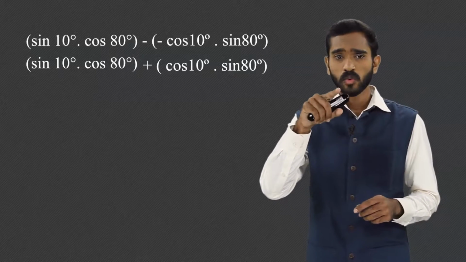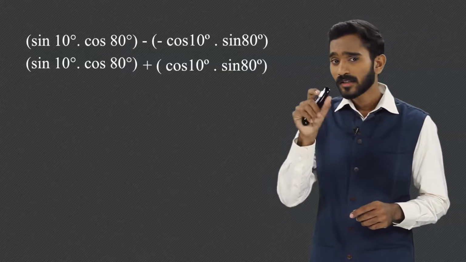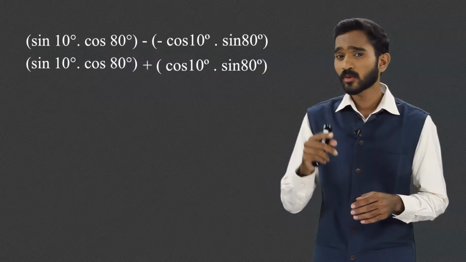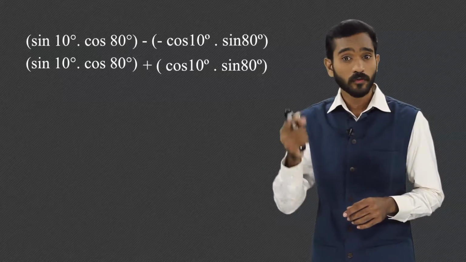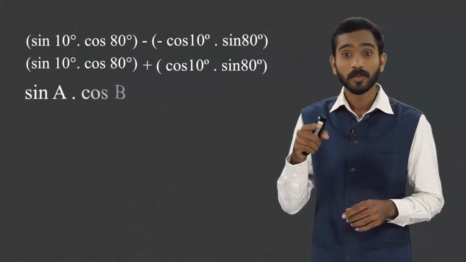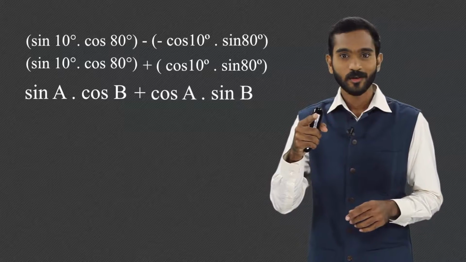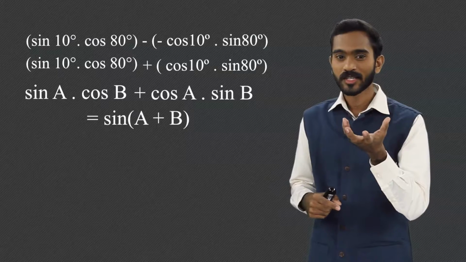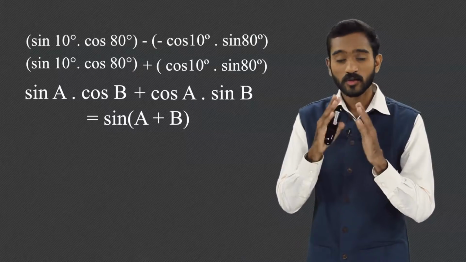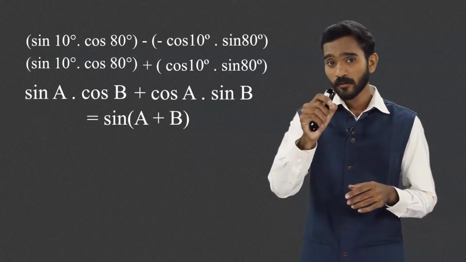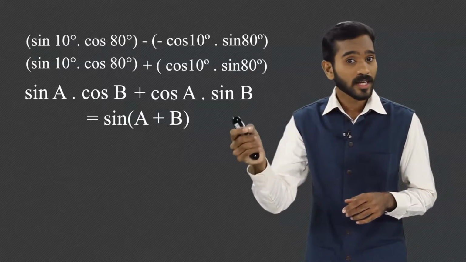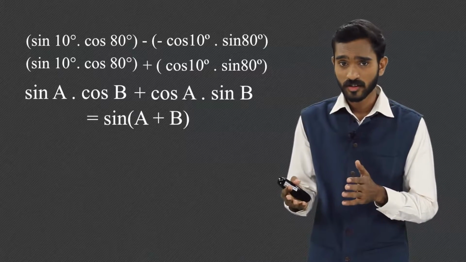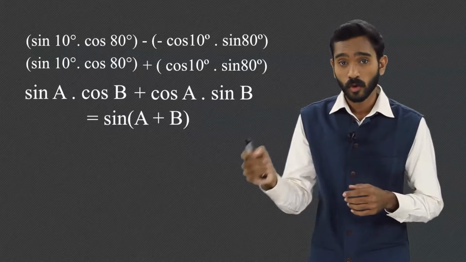Now, that looks quite familiar, right? The given equation, sine 10 degree cos 80 degree plus cos 10 degree sine 80 degree, is of the form sine A cos B plus cos A sine B, right? And that is equal to sine A plus B. So the given equation is very similar to the given form sine A cos B plus cos A sine B, which is equal to sine A plus B. So what happens to the equation? We can change the equation as follows.